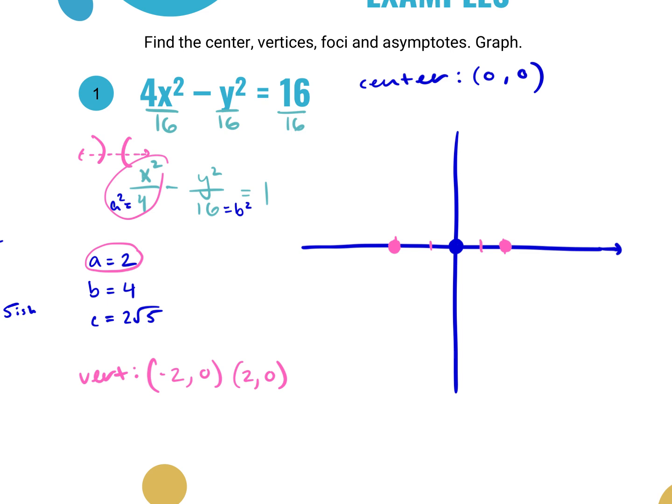Next, we could do our covertices. So b helps us with the covertices. So I'm going to go up 4 and down 4. So my covertices would be 0, 4, and 0, -4.